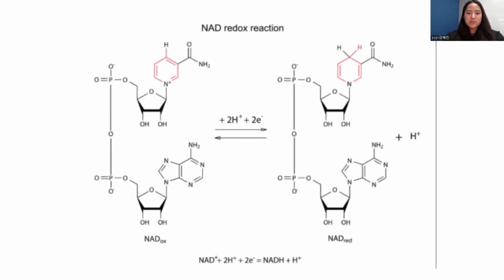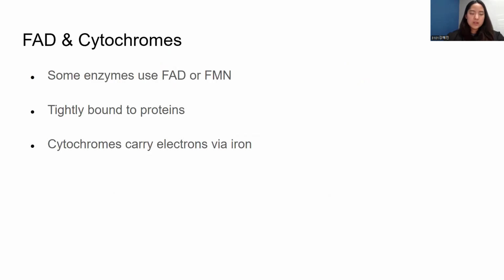This diagram shows the NAD redox reactions, like how NAD plus accepts hydrogen and electrons and becomes NADH. Later on, it will release the electrons to its electron acceptors. Some enzymes use FAD or FMN, and these are tightly bound to proteins so they can function as electron carriers. Cytochrome here also does the same thing. It works as an electron carrier, but it does that by containing iron.